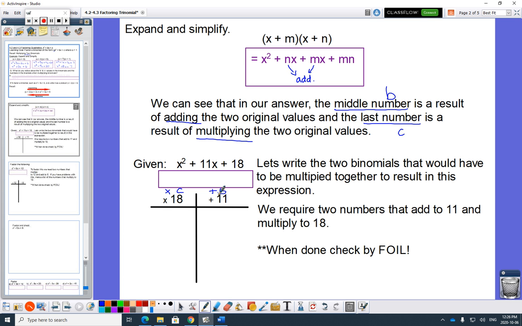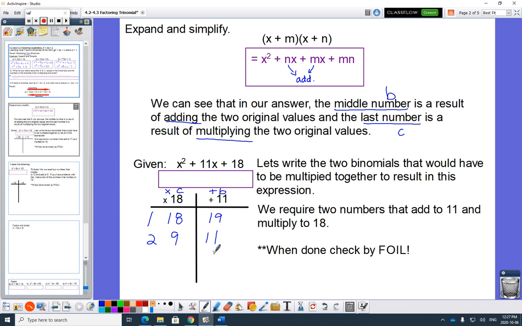So when you first do this, or if you are not good with multiplication tables, start at the beginning. So we can do 1 and 18. 1 times 18 is 18. What's 18 plus 1? 19. That doesn't work. We can do 2 and 9. What's 2 plus 9? 11. Yes. I thought you said 1. Sorry. Okay. So that works.